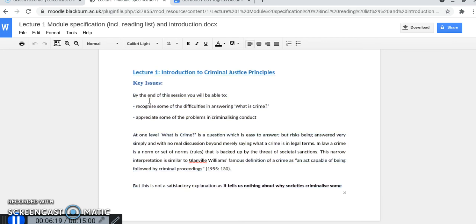Every set of lecture notes has what's known as a set of key issues. These are two or three mini learning outcomes that we wish to achieve in each lecture. From today's session, we're hopefully going to be recognising some of the difficulties in answering the what is crime question, and also appreciating some of the problems in criminalising conduct, which I'll talk about in a few minutes.